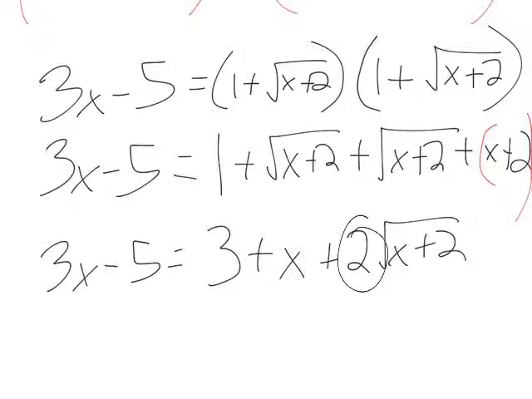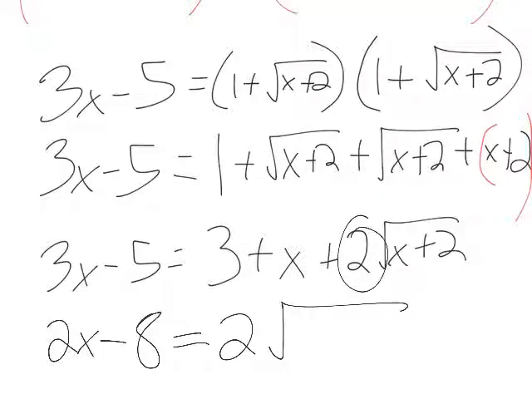But I do need to move the x and the 3. So subtract x from both sides, and this will be a 2x. And then if I subtract 3 from both sides, that's going to be negative 8 is equal to 2 times the square root of x plus 2.